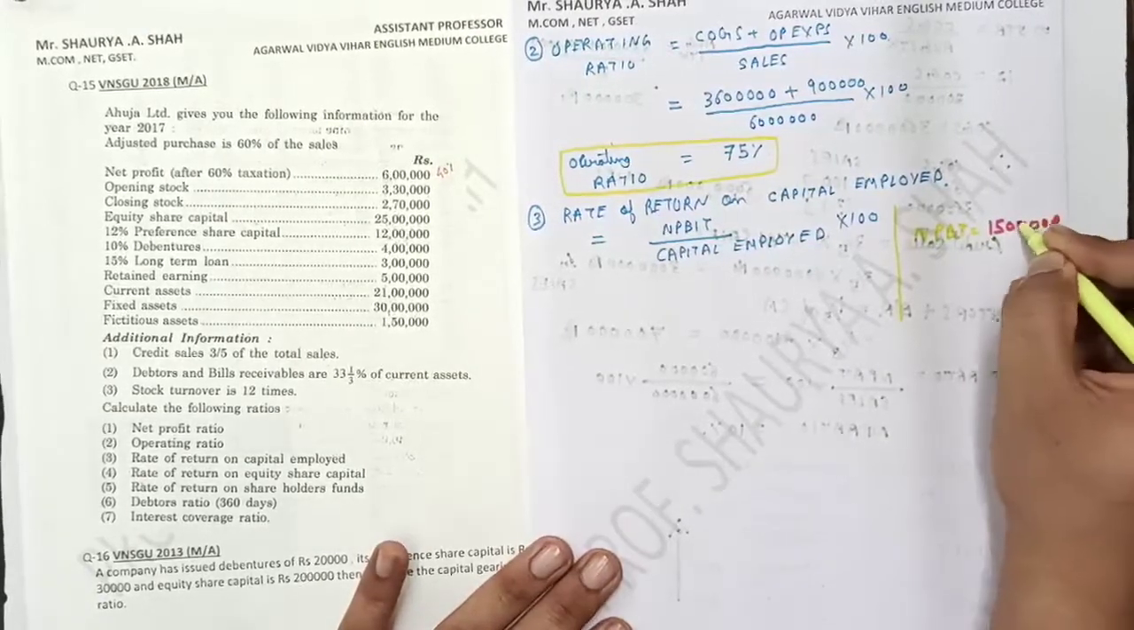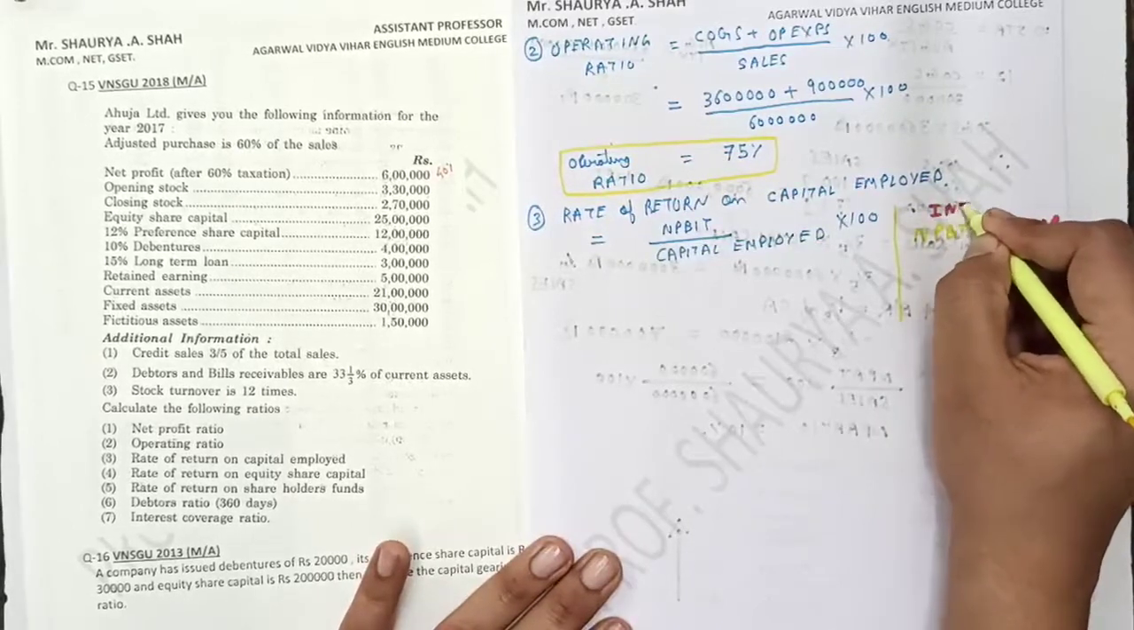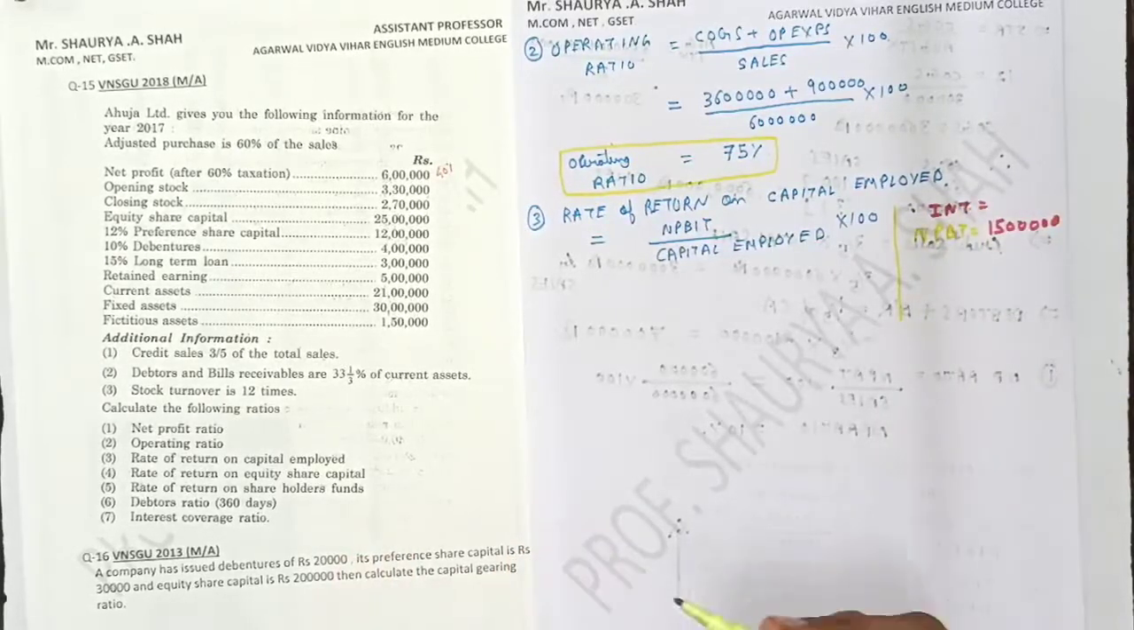So what I need to do is add interest to it, right? So what will be my interest amount? You can find out, students, only two categories are there for interest.